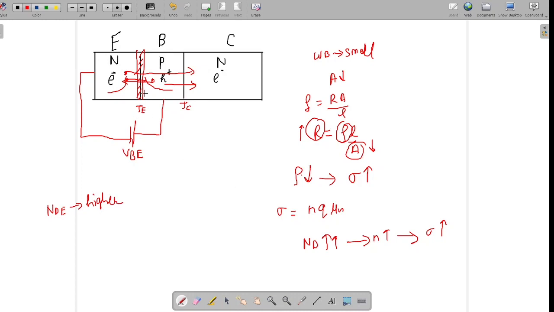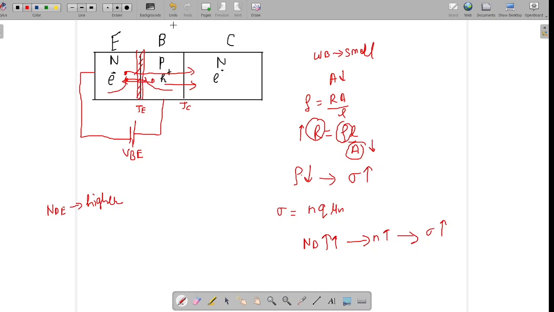Now when we make this junction forward biased, electrons are going from emitter to base and holes are going from base to emitter. We want the electrons, which are minority carriers in the base, to get collected in the collector, so that is a good thing. But what about the holes going from base to emitter? Is that a good thing or a bad thing? Let us see.